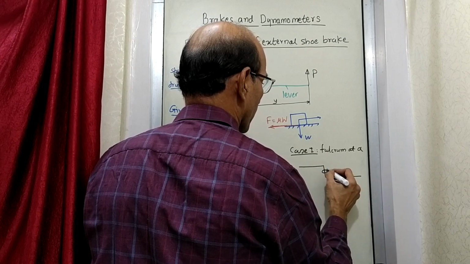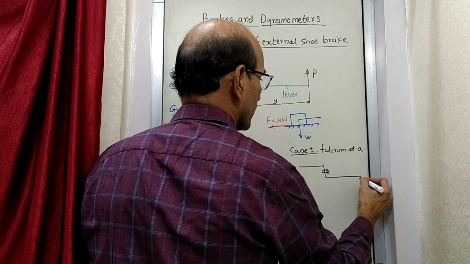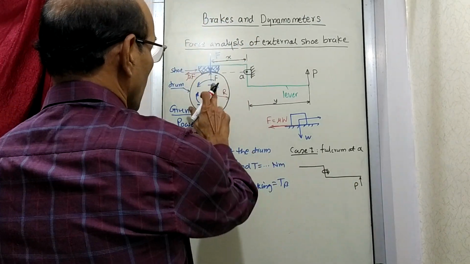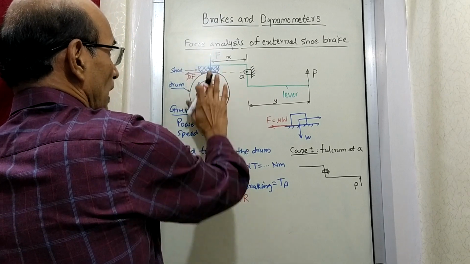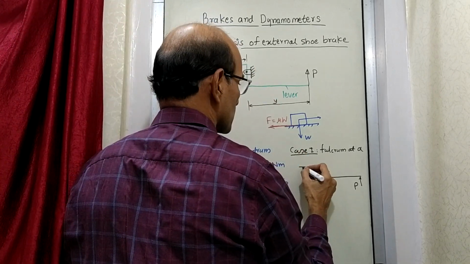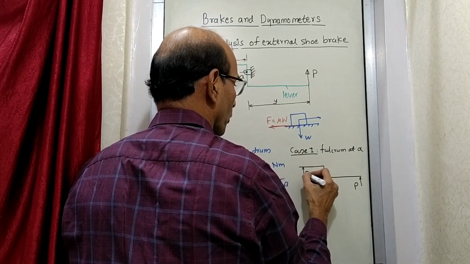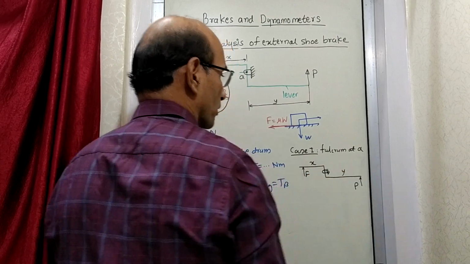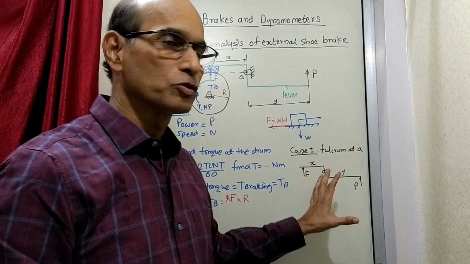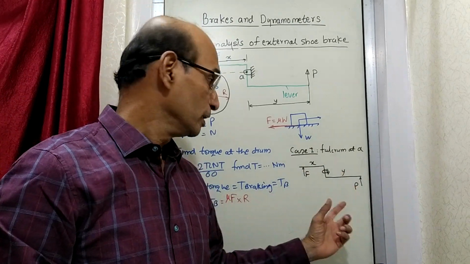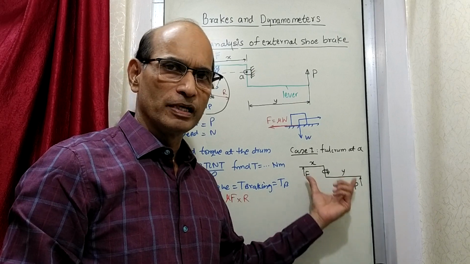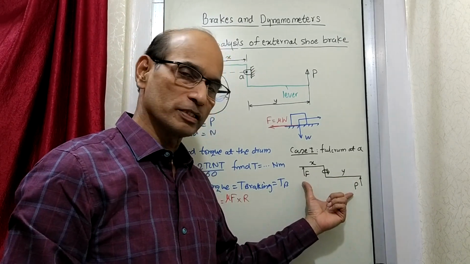The fulcrum is here, and we are applying some force here as effort P, and the drum is applying some resistance upwards in the form of F, like this. There is a distance X here, and a distance Y here. Now the lever is not rotating, it is stationary even though these two forces are acting. That is called equilibrium. So the lever is in equilibrium under the action of these two forces.